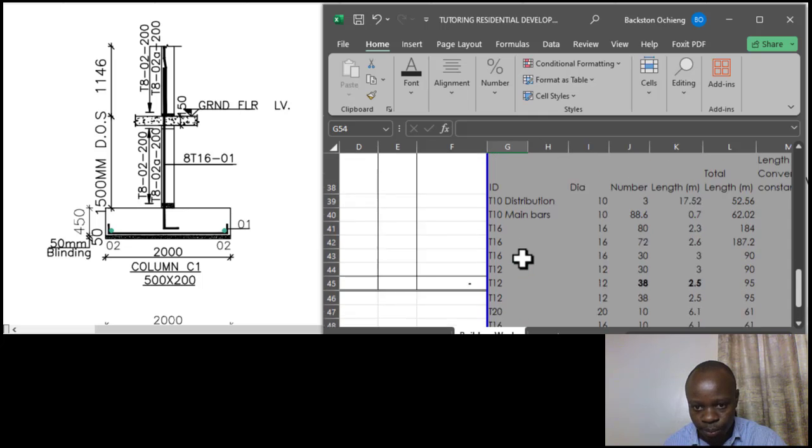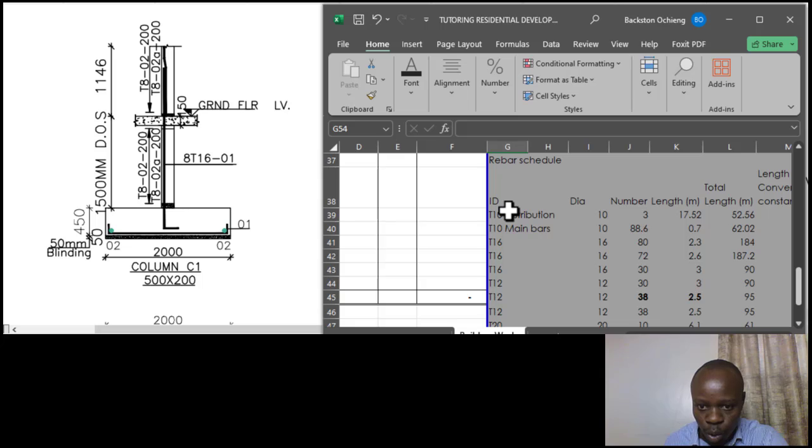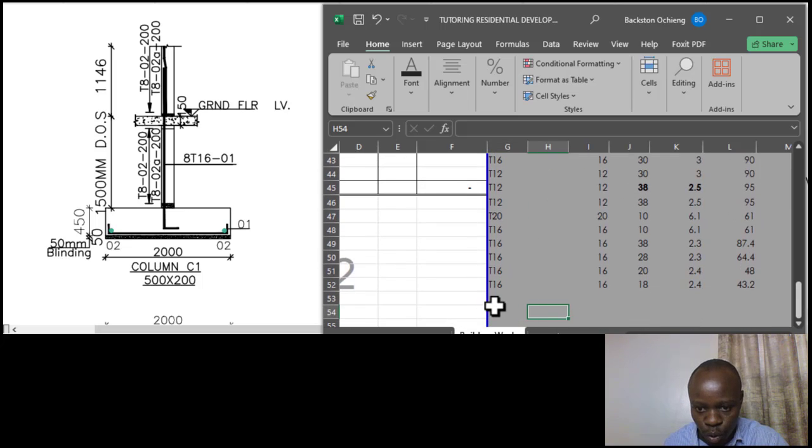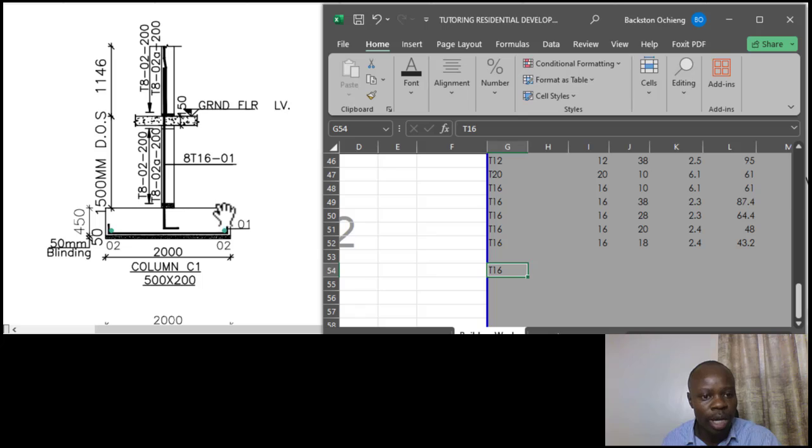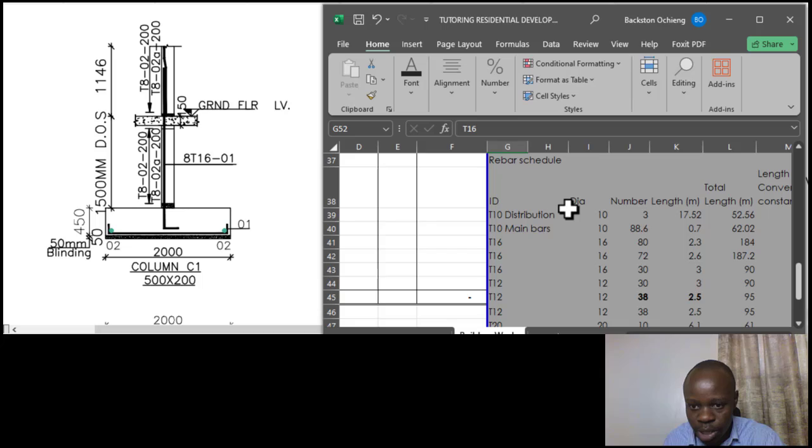So as usual, look at the ID. The ID is basically giving you that it is T16. Now that is the identification of that particular bar. And of course, because we are starting with the column C1, we don't need to write 8 T16 stroke 01, because in this case, we are sure that we are not coming back to column C1. So after column C1, then you go to column C2 and so on. So this is T16. So the next part is the diameter.